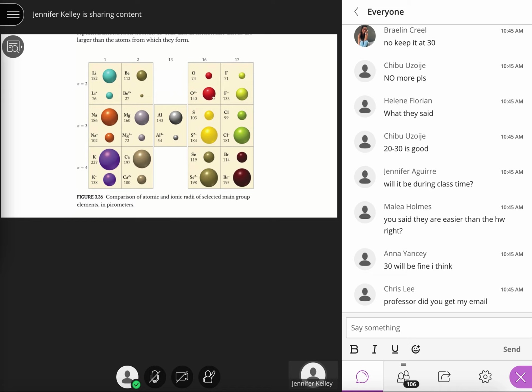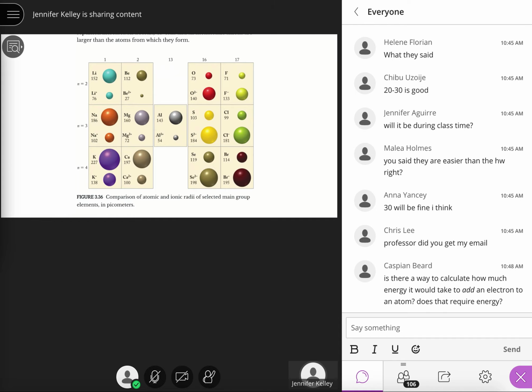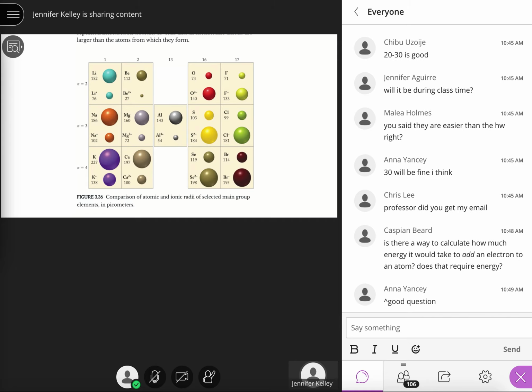However, if you look over to the right, you'll see oxygen. The neutral oxygen atom is smaller than the negatively charged oxygen atom. That's because electrons have been added, making it larger. So as you add electrons, you're adding rings around the nucleus, making it larger. As you pull off electrons, you're removing rings, making it smaller.